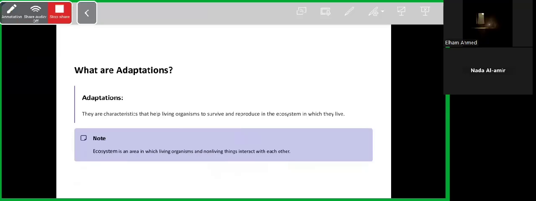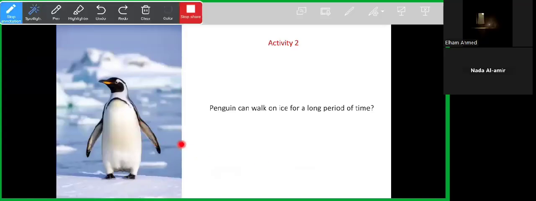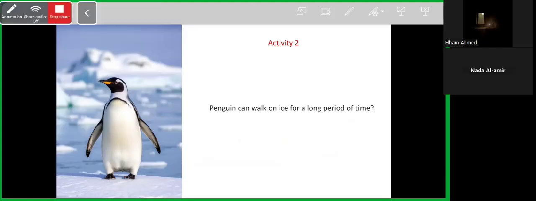Now let's move to a cold place. As you can see here is a penguin. There is a statement that says penguins can walk on ice for a long period of time. Can we consider this statement true or false? Of course, it's a true statement. Penguins can stay on ice all day.